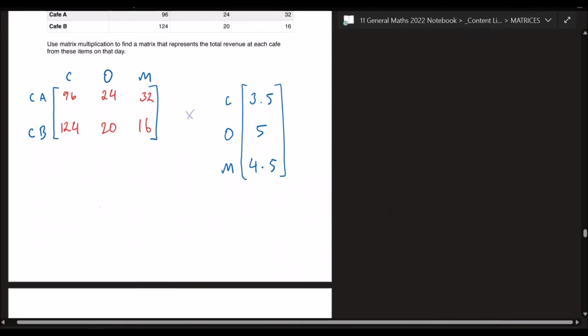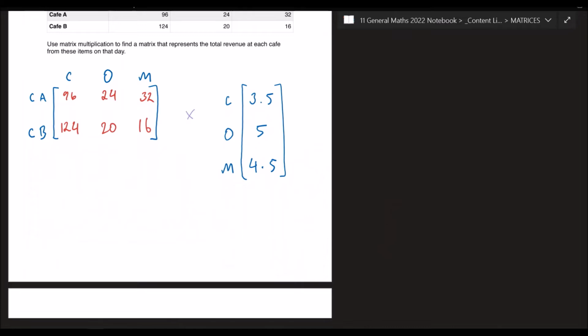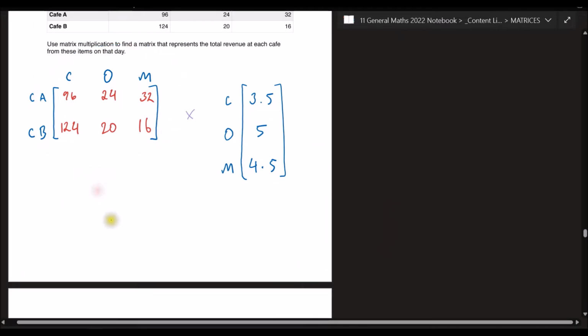Actually, before I do that, what's the order of these matrices? Huckton, what's the first order? What's the order for this matrix? Good. And this one is a? Good. So, looking at that, I can see the middle numbers are the same, and my answer is going to be a what? What's the order of my answer or the product? 2 by 1, right? Because the outside numbers tell you the order of your answer. So it's going to be some sort of 2 by 1.